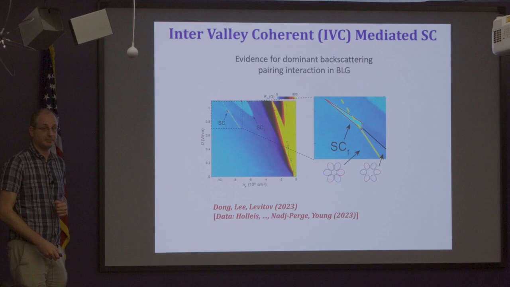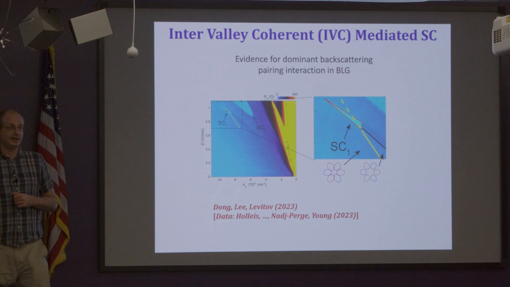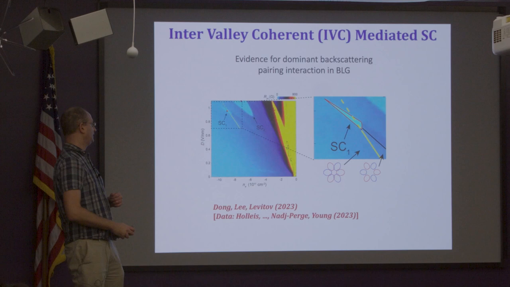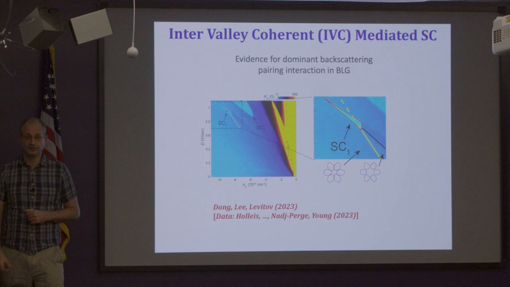And this actually works both in this system, bilayer graphene on WSe2, and also in bilayer graphene without WSe2 with an in-plane field. There is also a small sliver of superconductivity, and the claim is that that terminates exactly where you lose these crossing points between Fermi sheets from the two valleys.